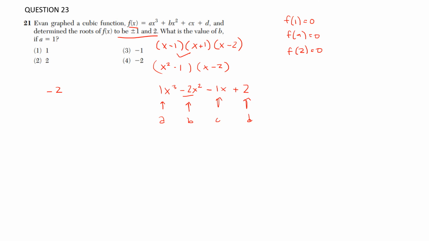You can just plug that into the function and get, with a equals 1, x cubed, which is 1, plus b x squared, which is just b, plus c plus d. And you can do the same thing for the other two, plugging in the other two x values. Essentially what you have is a system of equations where you can quickly solve for b as well. So in this case, the answer is negative 2, and that's answer choice 4.